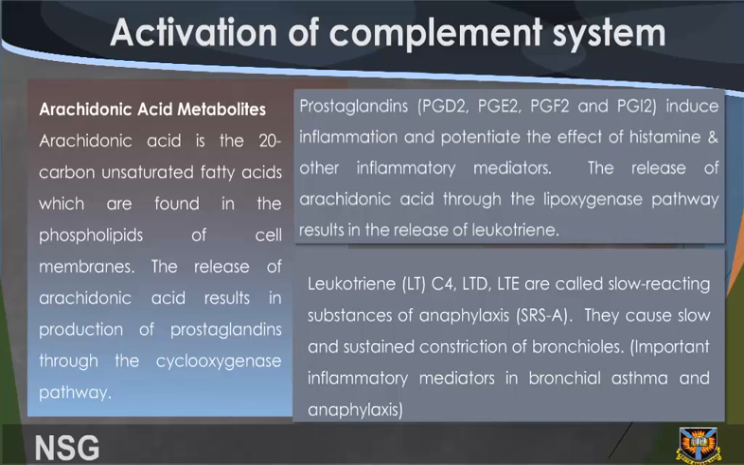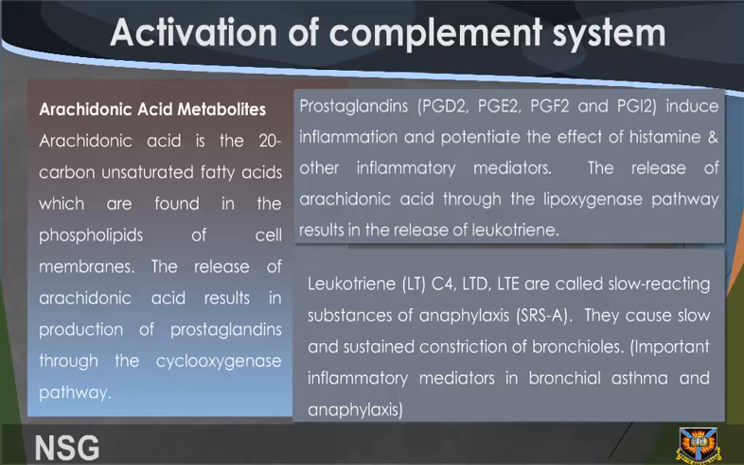Arachidonic acid metabolite. Arachidonic acid is the 20-carbon unsaturated fatty acid which is found in the phospholipids of cell membranes. The release of arachidonic acid results in production of prostaglandins through the cyclooxygenase pathway. Prostaglandins PGD2, PGE2, PGF2, and PGI2 induce inflammation and potentiate the effect of histamine and other inflammatory mediators.